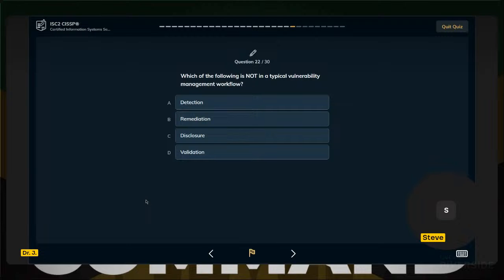You're not. I don't think you're going to fix it when you're doing a vulnerability. That's a separate... Well, is that part of remediation? Management?